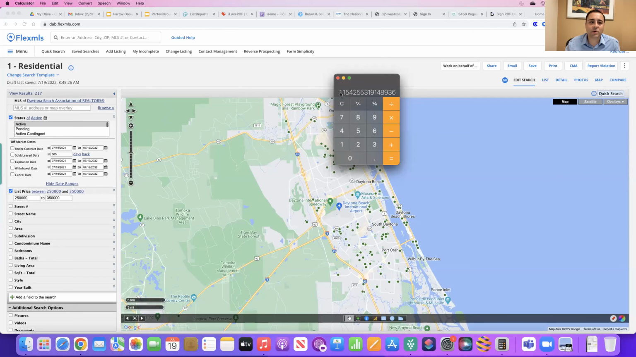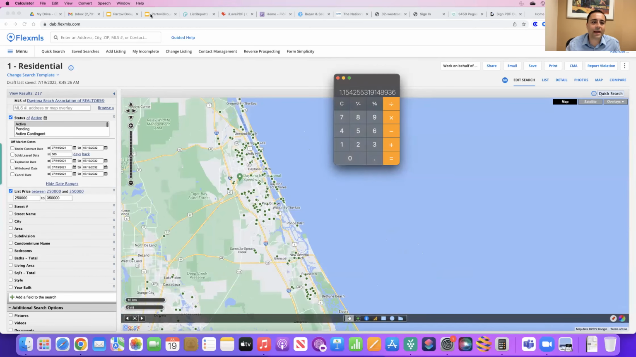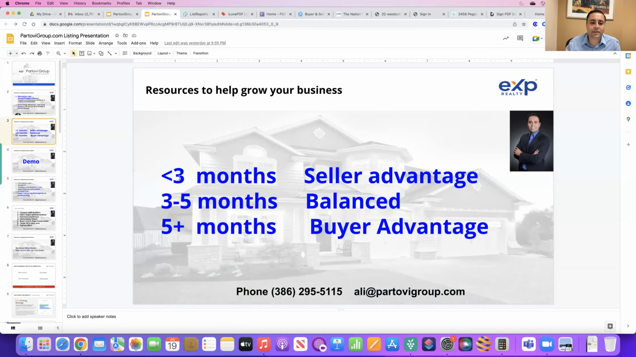Okay, so now that we have this 1.15 for this price point, we go back to our key. Look at that, way less than 3 months. So in this price point of 250 to 350 in the Daytona MLS, it's still an extremely strong seller's market. Even though things have slowed down, it still really didn't make an impact at all in that price point. So when you're talking to a for sale buyer, or when you're talking to an expired, or someone on a listing appointment or a pre-listing, or how the market is, this is what you should start with before you even touch comps or figure out a home value estimate.